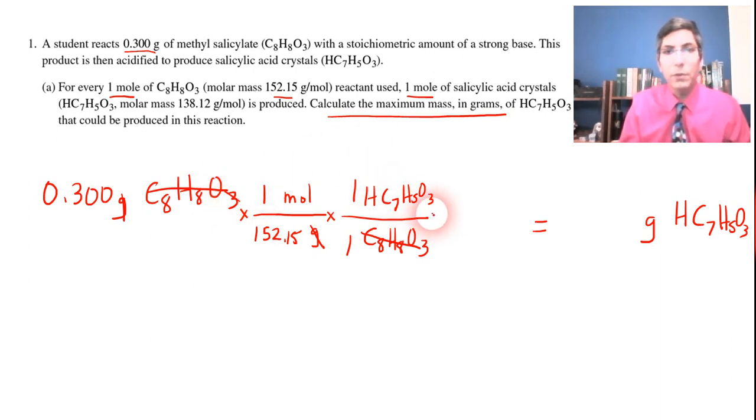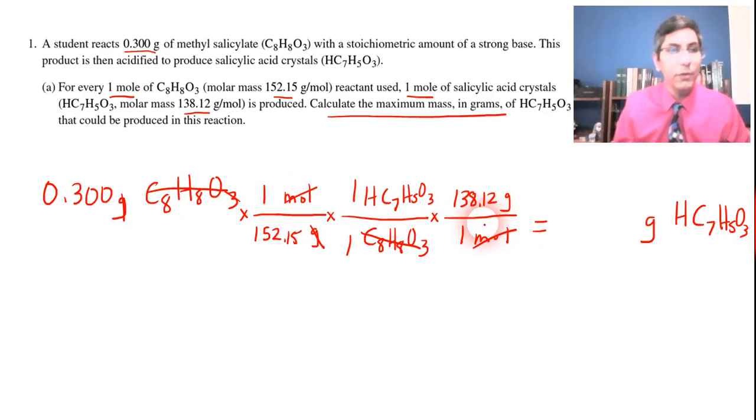The third step is convert back to grams. So once again, 1 mole on the bottom, and this time it tells us that it is 138.12 grams in a mole of salicylic acid. So you can cancel moles top and bottom, do the math here, and I'm getting an answer of about 0.272 grams of salicylic acid. So that is part A.